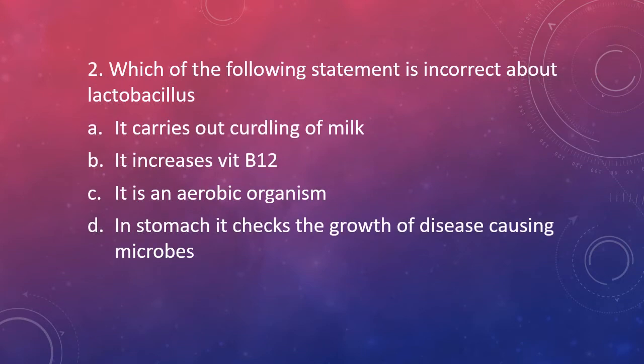Question number 2. Which of the following statements is incorrect about lactobacillus? Option A. It carries out curdling of milk. Option B. It increases vitamin B12. Option C. It is an aerobic organism. Option D. In stomach, it checks the growth of disease-causing microbes. The correct answer is option C is incorrect. Lactobacillus is an anaerobic organism.